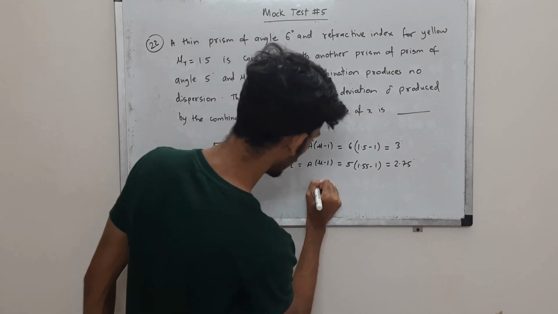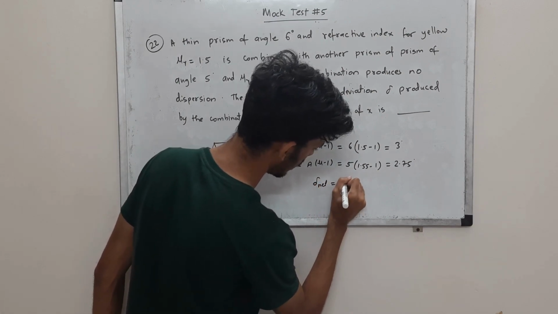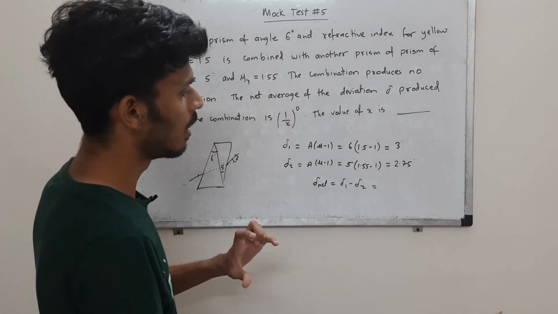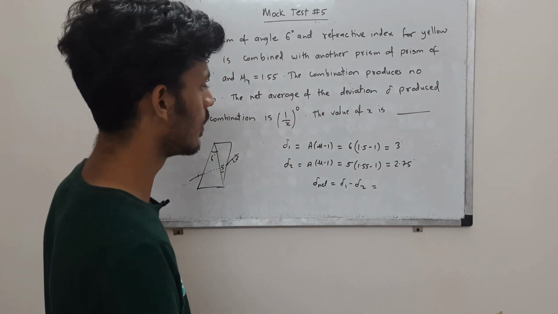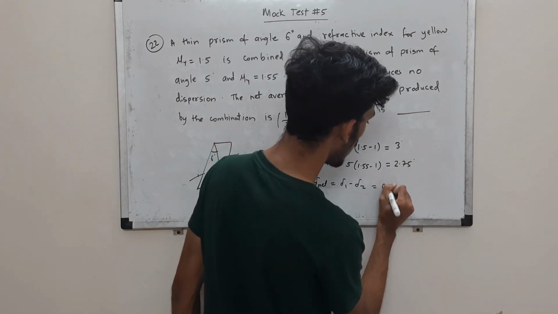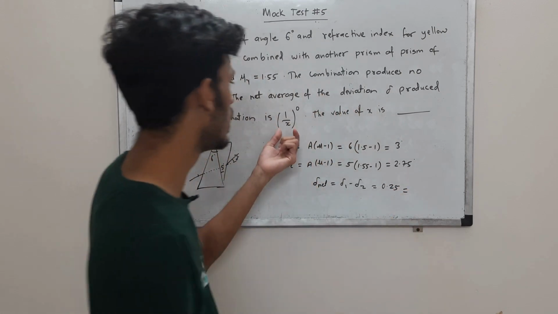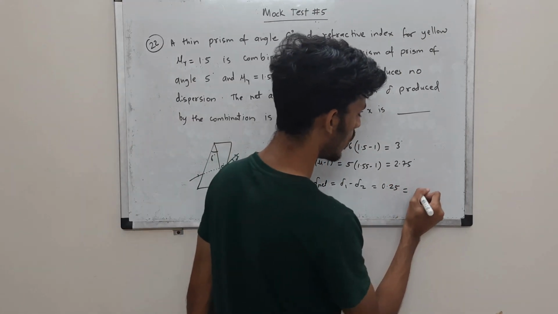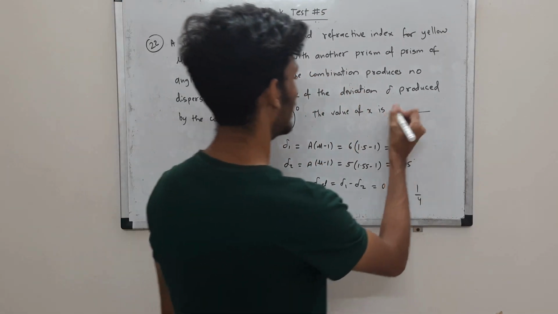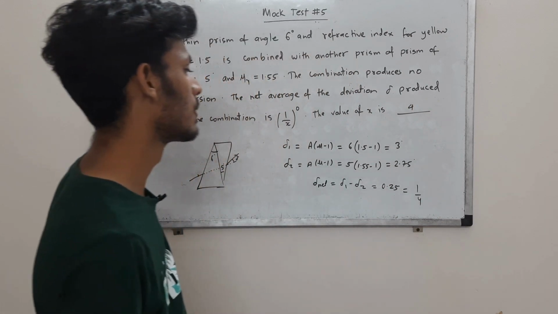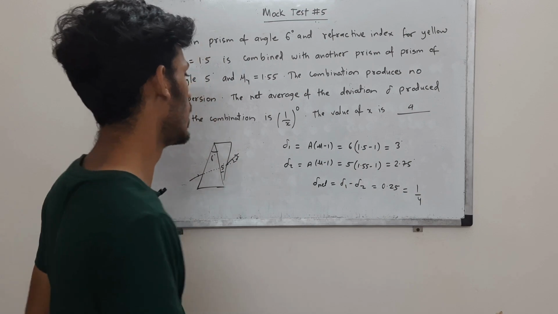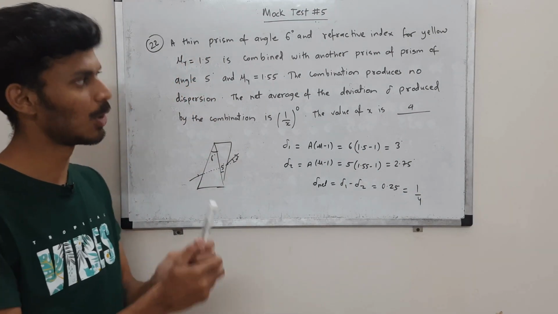So the net deviation will be delta 1 minus delta 2. One is trying to counter the deviation of the other, since they are placed in opposite senses, so the difference is 0.25. Now you are supposed to convert it into a fraction. So 0.25 is 1 by 4, I hope you know that, which is 25%, or 1/4. So the value of x over here is 4. Over to the next question.